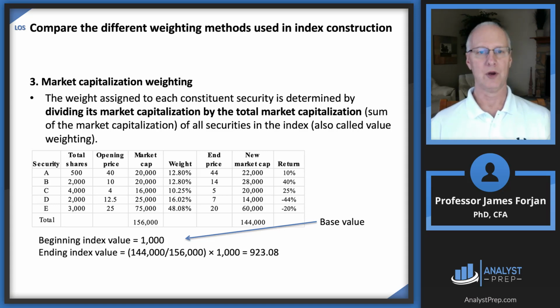Now note that in this market cap weighting, security E has a market cap of 75,000. Now that's more than 3 times the value of the other 4 stocks. And so even though that lost just 20%, that had a greater influence on the index than the other ones.